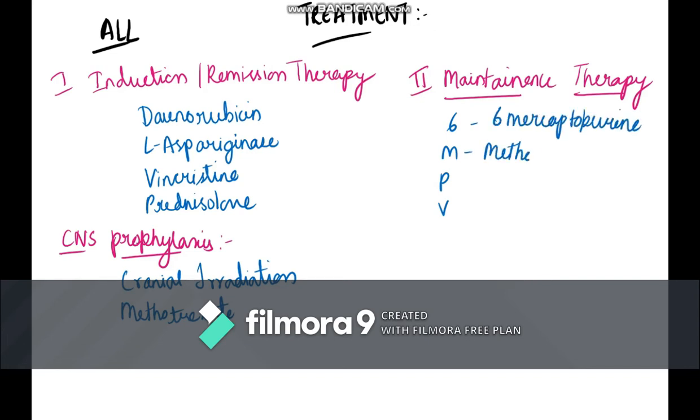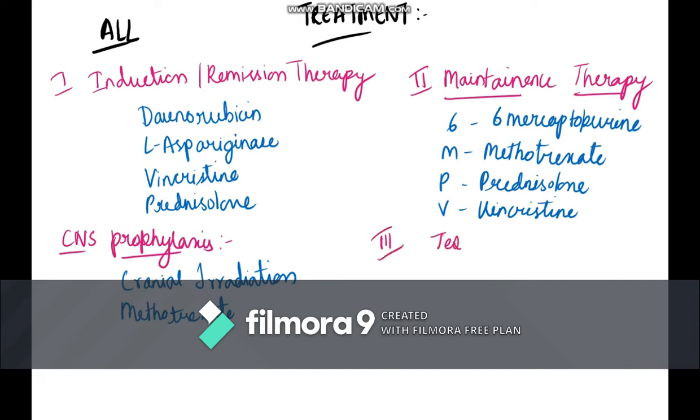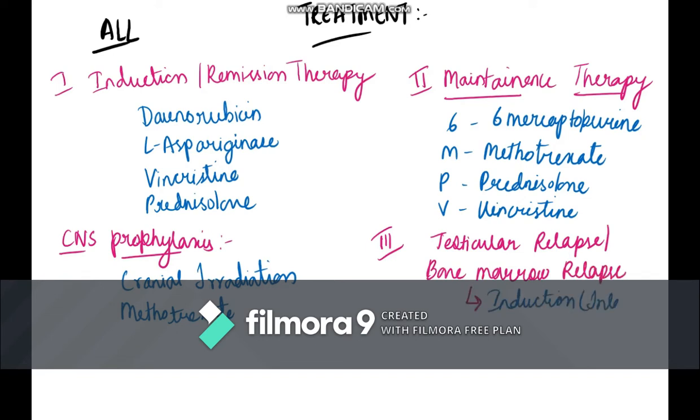In order to sustain the induction or remission therapy, maintenance therapy is given for 2 years. 6 MPV, this is the mnemonic: 6 mercaptopurine, M methotrexate, P prednisolone and V vincristine. Next, there could be a relapse at any time, a testicular relapse or bone marrow relapse of leukemia. So intensive induction and radiation therapy is given.